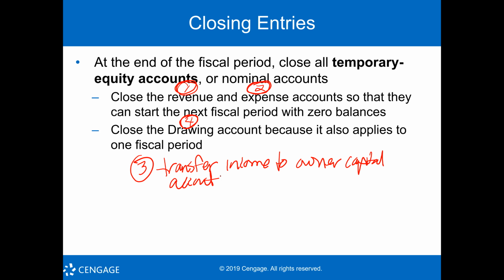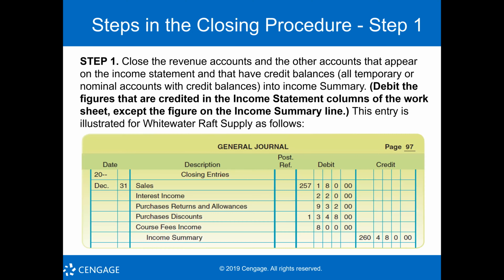I know it was a whole semester ago, but to transfer income to the owner capital account. Okay, so step 1, and I just put this on the last slide. Remember, step 1 is to close out all the revenue accounts, but now it also includes any other accounts that appear on the income statement and that have credit balances, right?